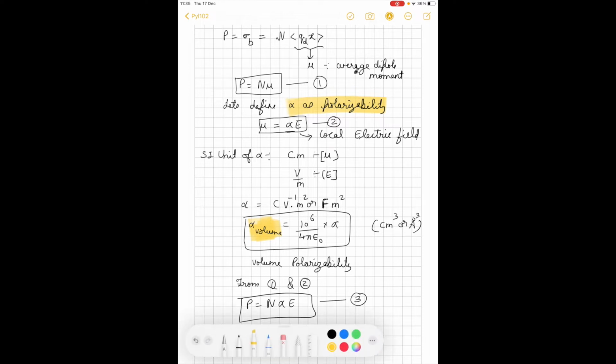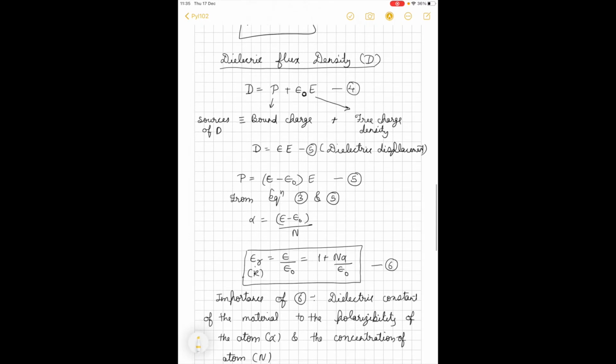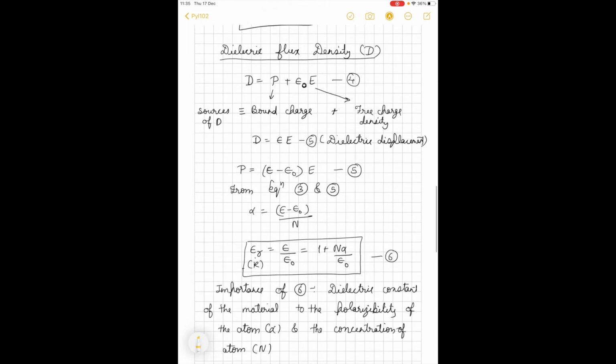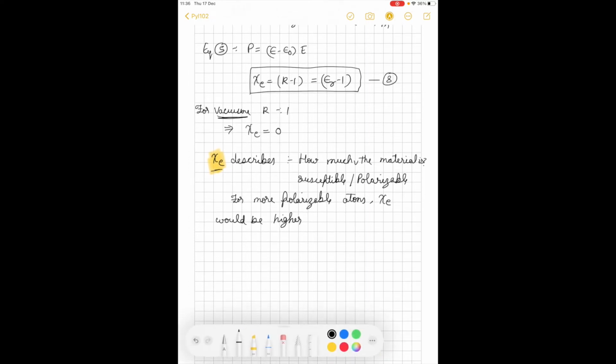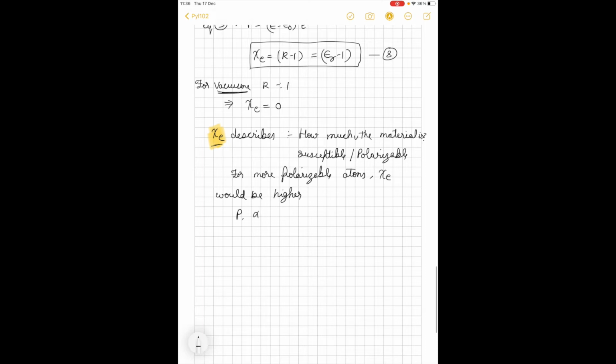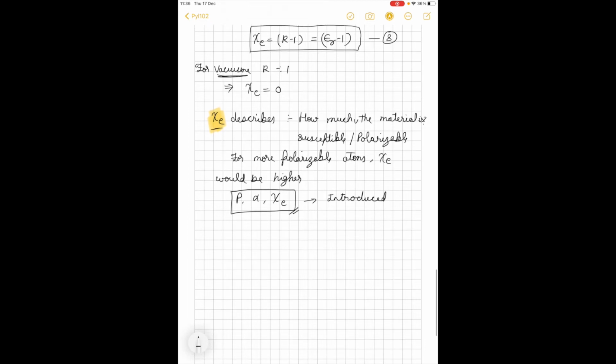All right, so it was alpha volume, and at the last, while introducing dielectric flux density, we also introduced something called the susceptibility, chi E. So these are the 3 things that we introduced in this section: P, alpha and chi E. The next topic that we are going to see is the local electric field.